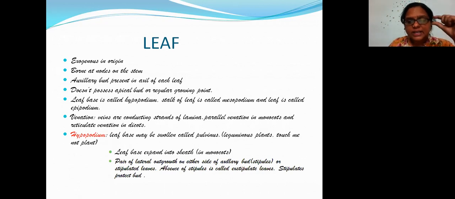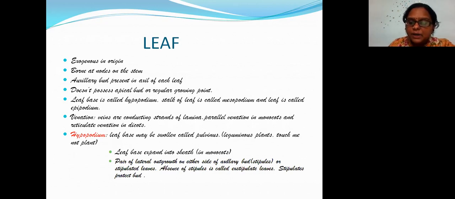Sometimes in monocot plants, you can see that the hypopodium acts as a sheath. Then about the stipulated and exstipulated leaves: what are stipules? They are the pair of lateral outgrowths on either side of the axillary bud. If you have a bud like this, on both sides a leaf will be there. They are the protection for this, like you have sepals and petals as protection. In the same way, for bud protection, you will have these stipules. If the plant has stipules, we call it a stipulated leaf; if not, an exstipulated leaf.